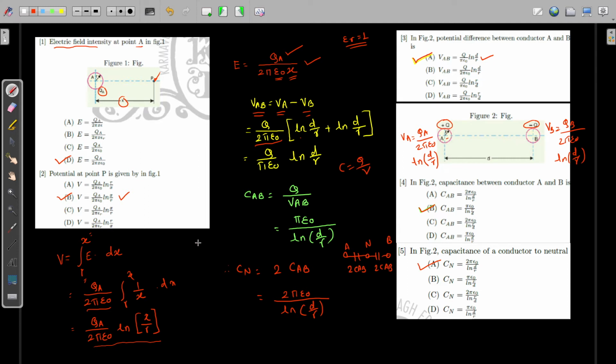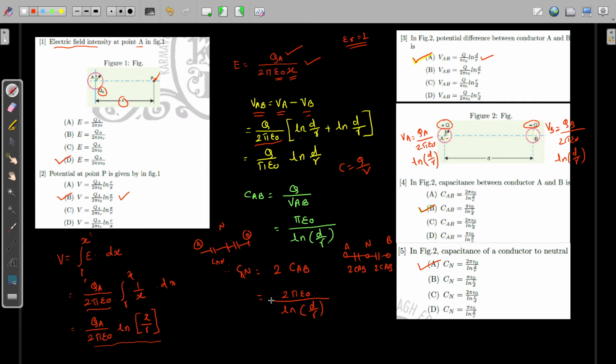Suppose these are two different phases and we have to determine the capacitance with respect to neutral. So this is phase A and phase B. With respect to phase A to neutral, one capacitance is formed. Between phase B and neutral, one capacitance is formed. So what is the relationship between CAB and CAN or CBN? CAN is twice of CAB. These two similar capacitors are in series, so it is twice of CAB.